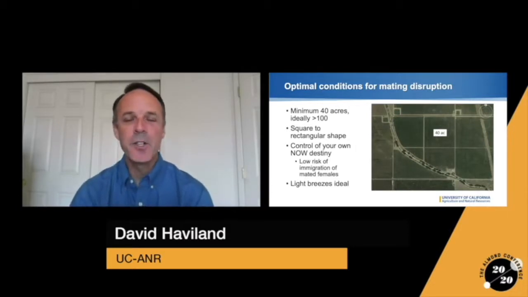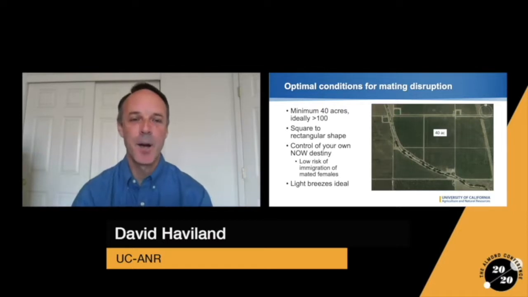And ideally, you're going to be in a situation where you can control your own navel orangeworm destiny. And what I mean by that is you're not at risk of having a whole bunch of moths flying in from somewhere else that are already mated. Okay, if you're a 20-acre grower in an ocean of pistachios that aren't sanitized, mating disruption is not going to help you. Okay, but if your almonds, either you're your own neighbor or your neighbors are doing a good job or your neighbors aren't almonds, that's going to help you out.